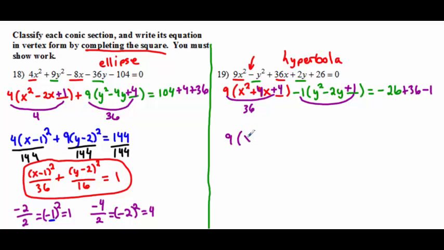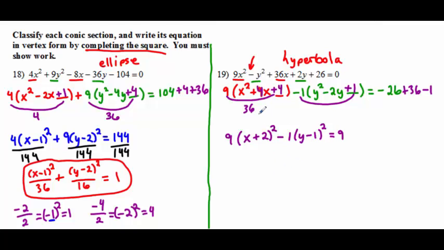So 9 and then x plus 2, minus 1 and then y minus 1 equals negative 26 plus 36 minus 9, which is 9. It is a number. It's a number called 9.